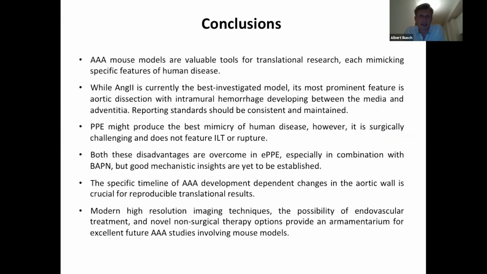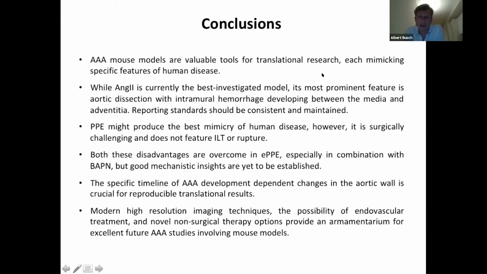at different levels here. So to conclude our opinions on the mouse models, as stated in our review, there are a lot of mouse models available. They are very valuable for translational research, but you have to consider that each of them is mimicking a very specific feature of what is probably the nature of human disease. Angiotensin is, of course, best investigated, it's most used.